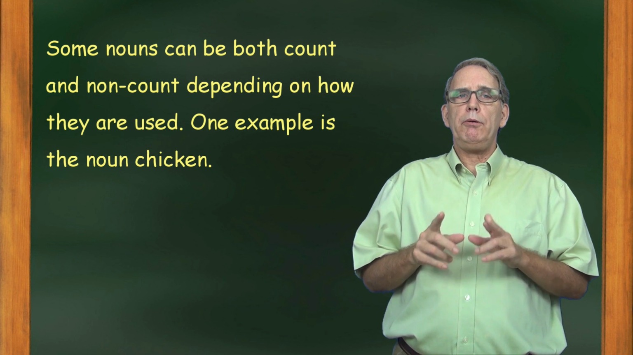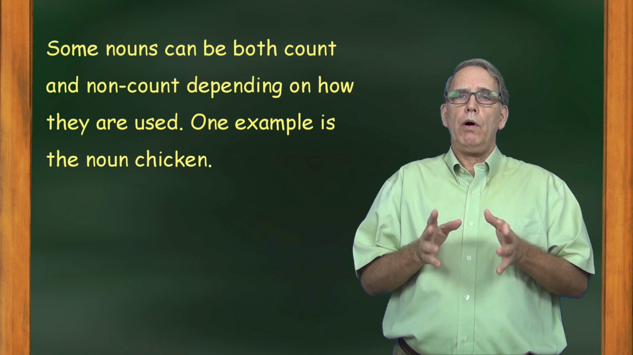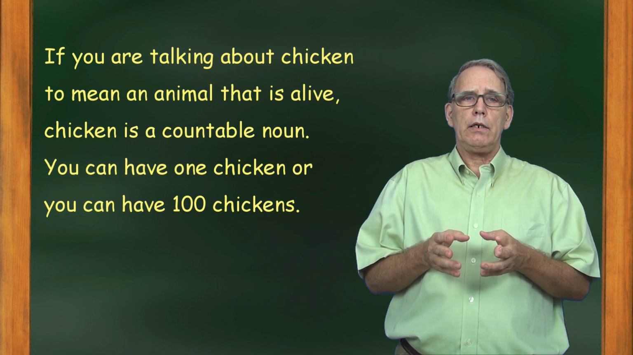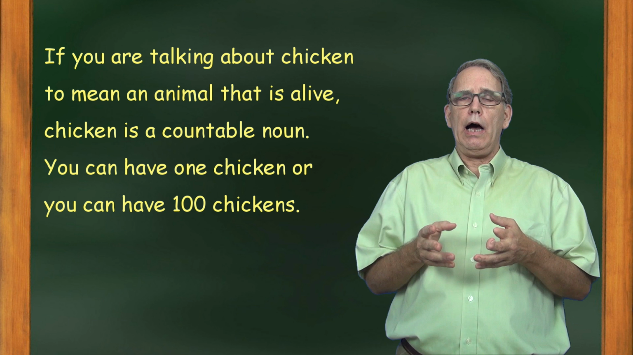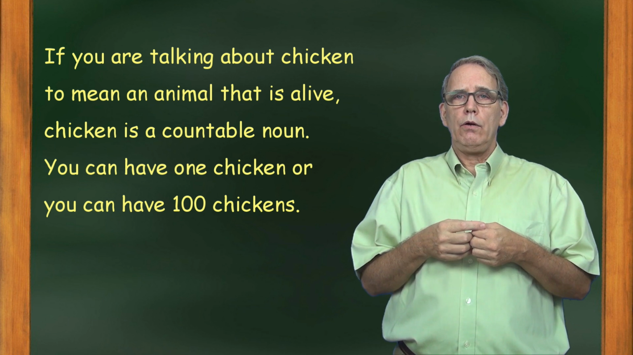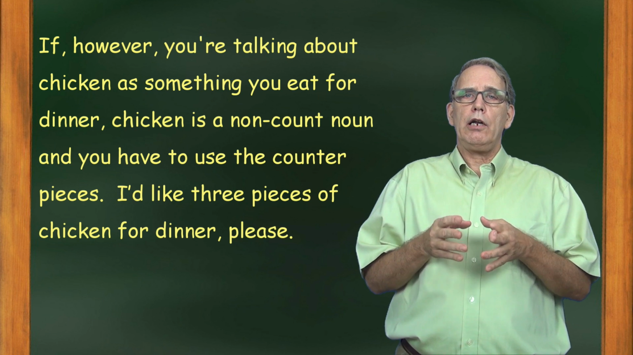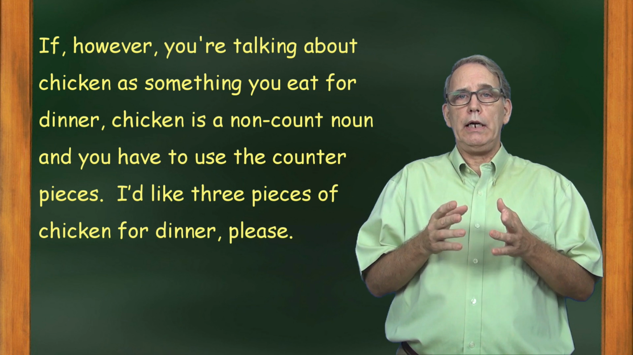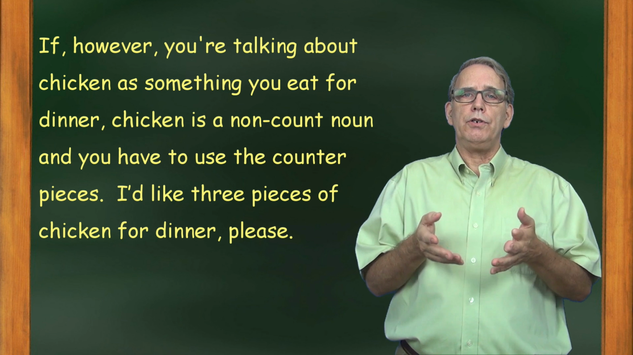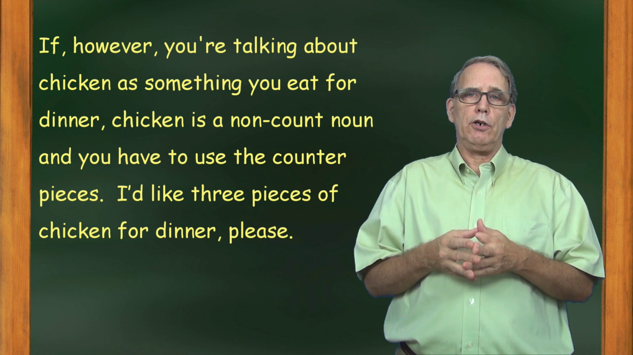Some nouns can be both count and non-count depending on how they are used. One example is the noun chicken. If you were talking about chicken to mean an animal that is alive, chicken is a countable noun. You can have 1 chicken or you can have 100 chickens. If, however, you're talking about chicken as something you eat for dinner, chicken is a non-count noun and you have to use the counter pieces. I'd like 3 pieces of chicken for dinner, please.